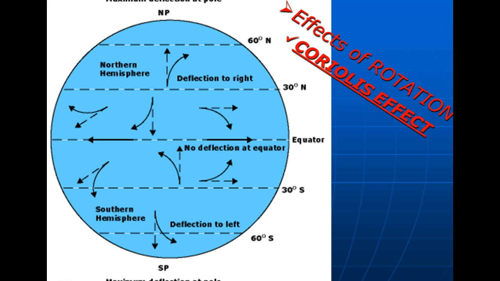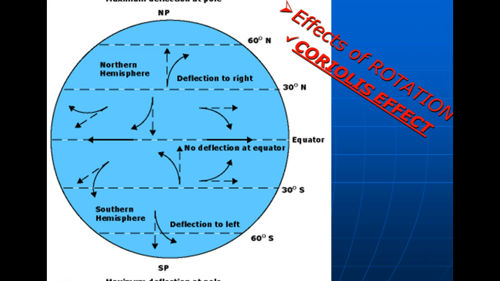Next is a reminder that any moving solid, liquid, or gas is turned to the right of its intended path in the northern hemisphere and to the left of its intended path in the southern hemisphere. So if you don't have that in your notes, get it down. And you can see examples of this in the diagram on this slide. So make sure you understand the Coriolis effect.